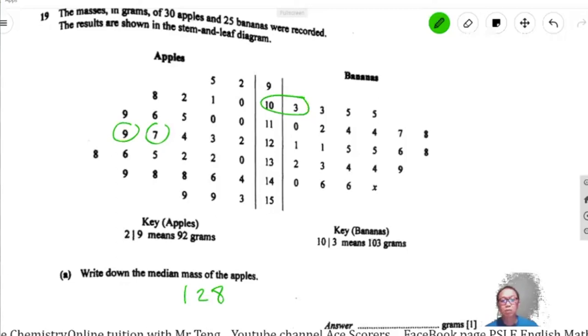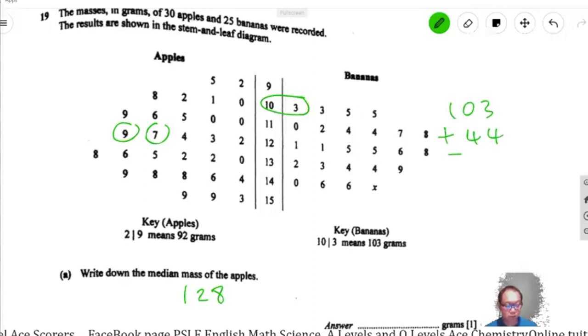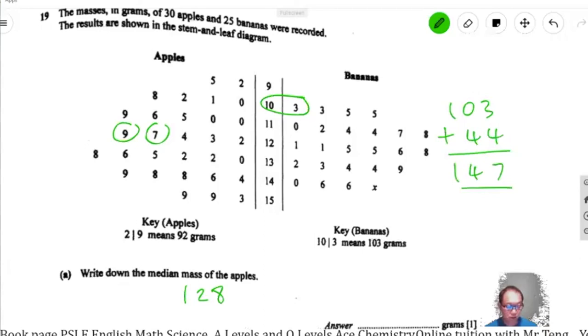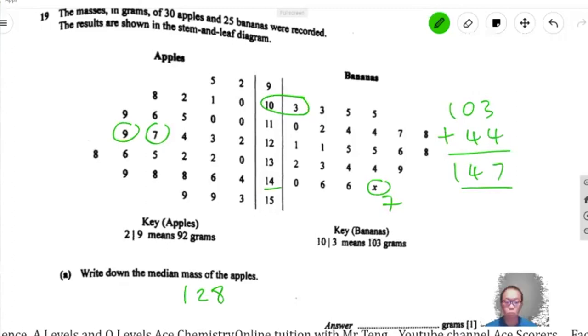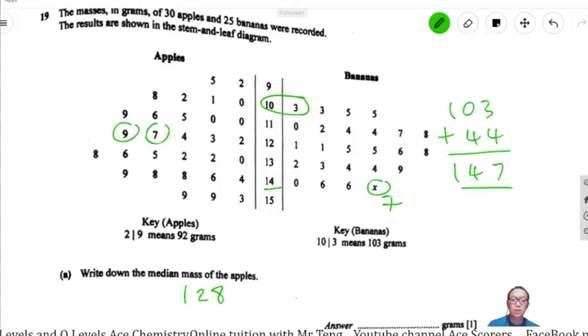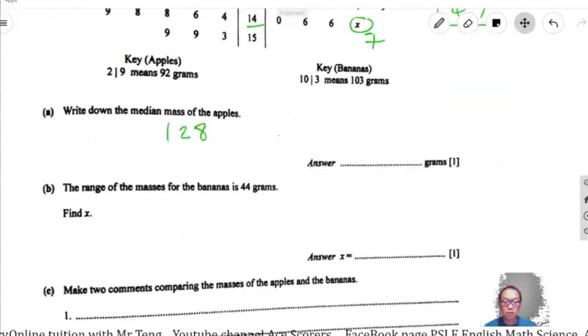The smallest number to the largest number has a gap of 44, right? So we take 103 plus 44, then 103 plus 44 is 147. So this must be 7. Okay, because the largest number is 147. So X has to be 7. Is it okay? So X is 7.